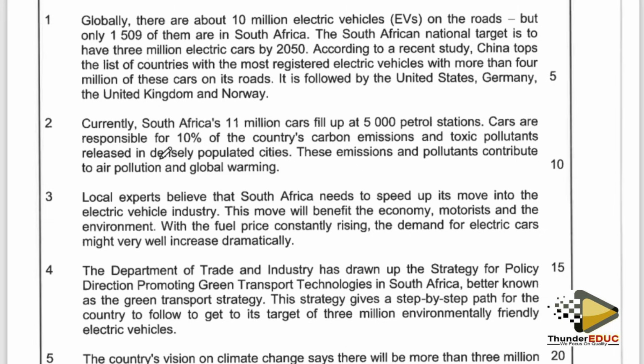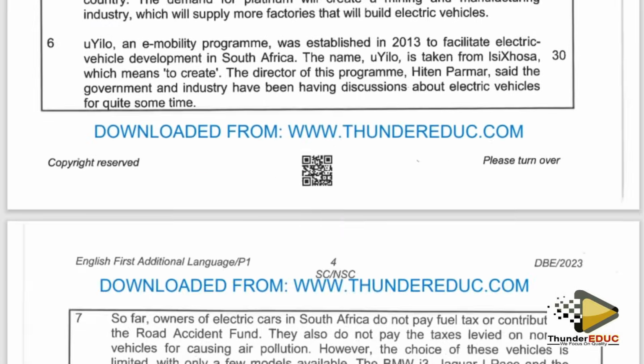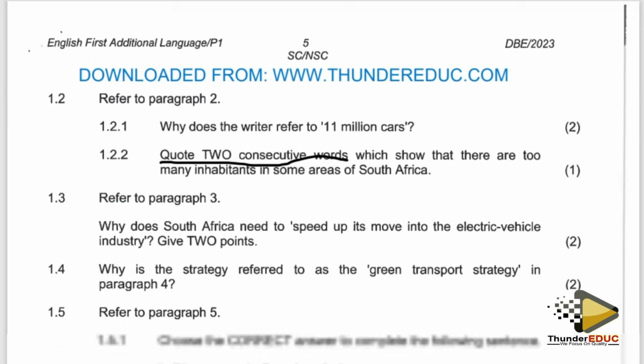That is our two consecutive words. So you are going to take "densely populated" and put them in quotation marks. That is the two consecutive words. We have had learners who struggle and say, I didn't know what consecutive means, and therefore I took just two random words. Consecutive means they follow each other. So our answer is "densely populated." That's what we mean by that question.